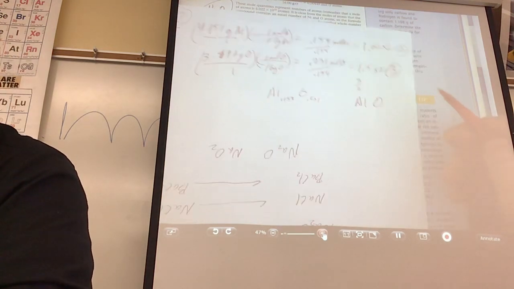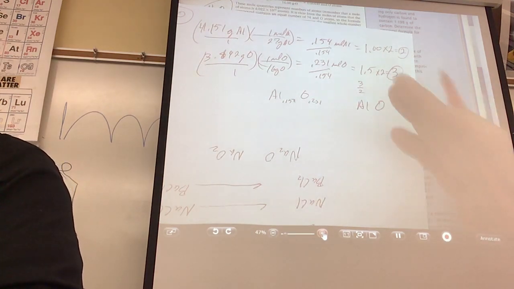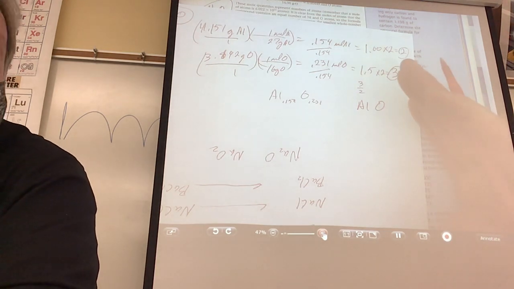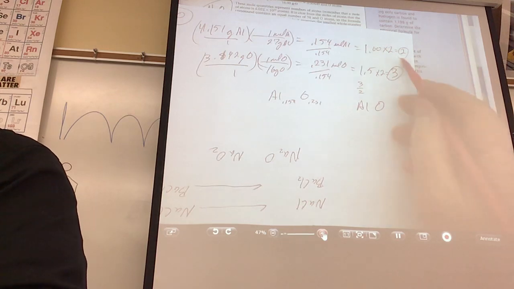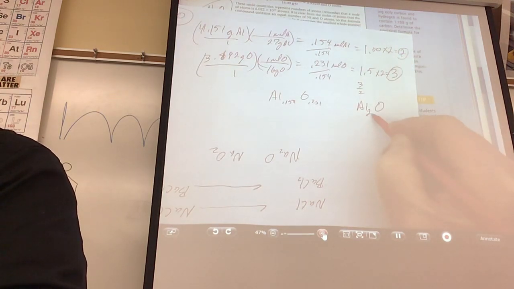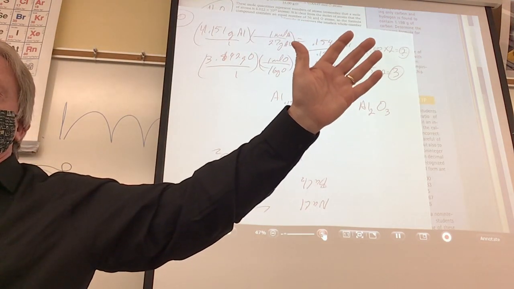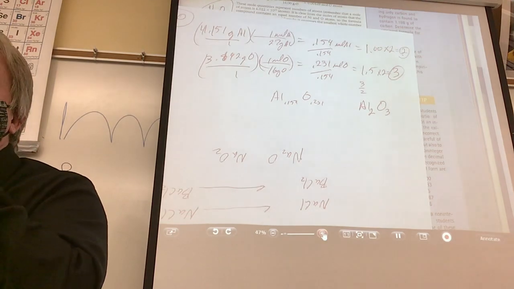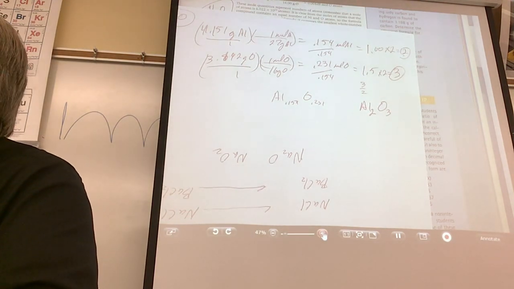When analyzing this compound, we know that in the mole world, okay, this is the crucial sentence today. In the mole world, my analysis shows for every 2 moles of aluminum, you will have 3 moles of oxygen. Ding, ding, ding, ding. And guess what? That is how you write aluminum oxide, isn't it? Yes.